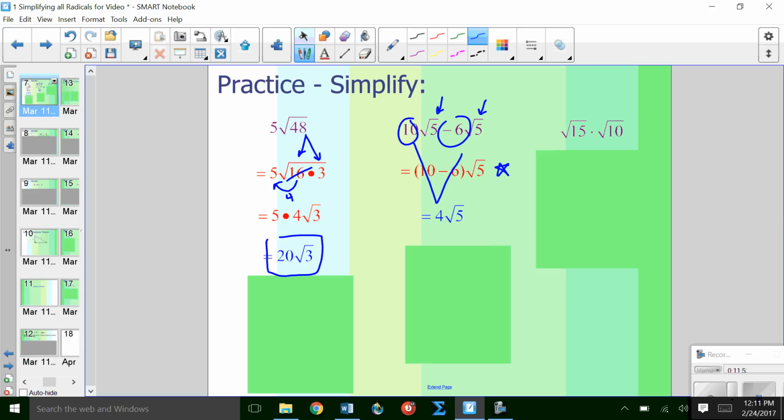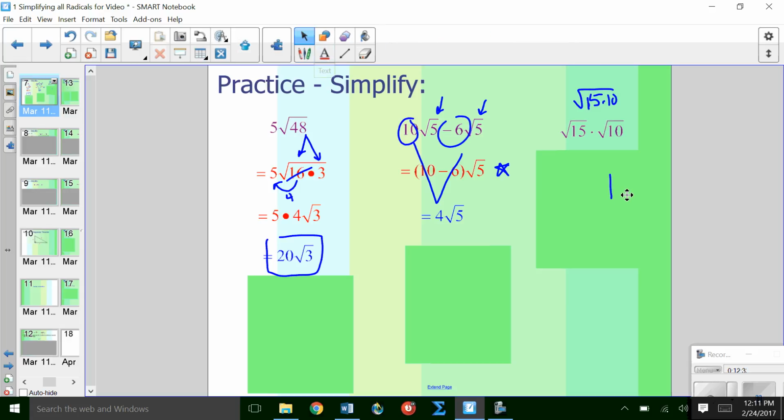For the last one, we have multiplication here. Now, we're going to multiply the square root of 15 times the square root of 10. You'll notice that neither of these would really simplify further because neither have perfect square factors of their numbers. So there's not a perfect square factor that goes into 15 or 10. However, we're going to use our product rule here, which says that if this multiplication is broken apart, I can combine them. So I can combine the square root of 15 times the square root of 10 to be the square root of 15 times 10, which is 150.